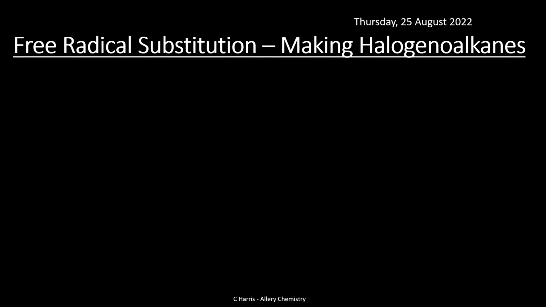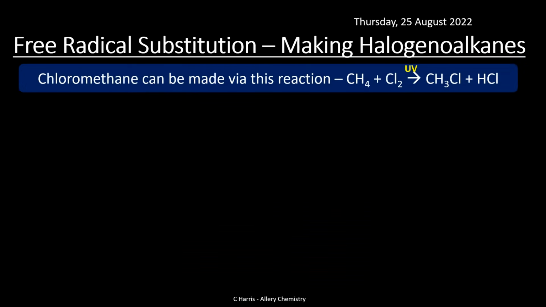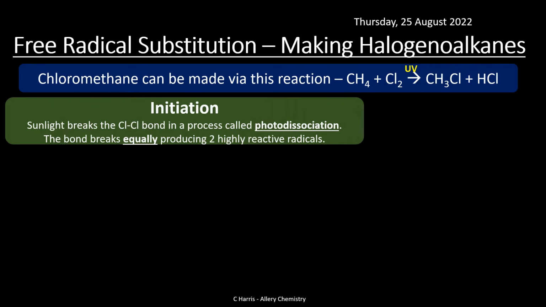So let's have a look at a specific example, making halogenoalkanes. We can make chloromethane using this reaction: methane reacting with chlorine will form chloromethane and hydrochloric acid. The first step is the initiation step, when sunlight or UV breaks the Cl-Cl bond in chlorine, and this is a process called photodissociation. So we're using light to dissociate, to break a bond. Because it's homolytic fission, the electron in the bond jumps one way and the other jumps the other way, so we get an equal split of the electrons. Then we form 2 radicals, which are incredibly reactive.